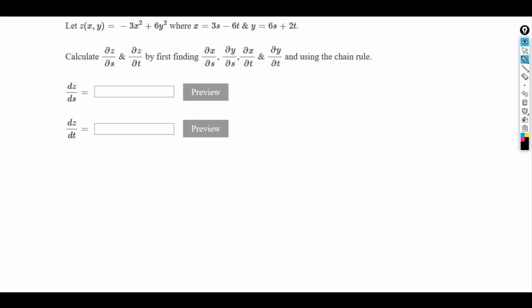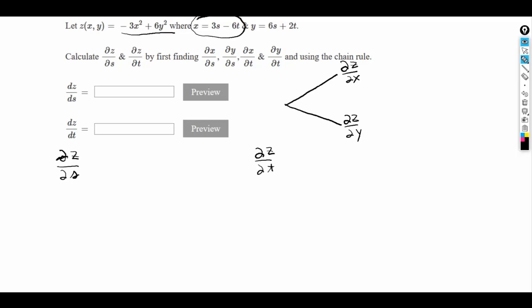So to find the partial of z with respect to s and the partial of z with respect to t, we could set up a tree diagram to help us through. And as we look at z, it's a function of x and y. So we can do the partial of z with respect to x and the partial of z with respect to y. Now looking at the x's, we see that x is a function of s and t.